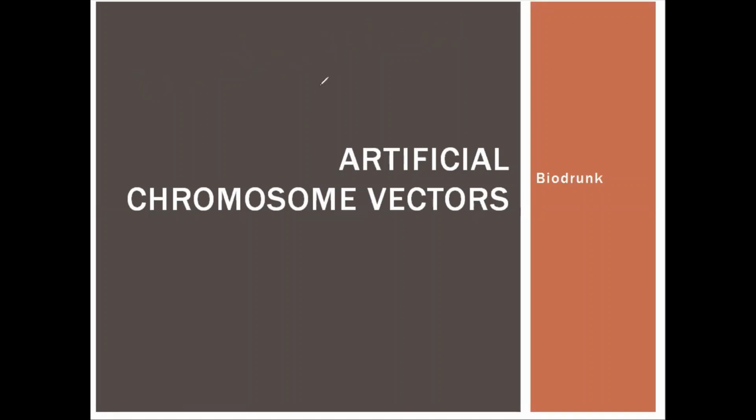When I say artificial chromosome vectors, these are autonomously replicating DNA sequences, and they contain a centromere, two telomeres, and an origin of replication. These are the most important things present in artificial chromosome vectors, and because of these sequences, they are used for cloning of DNA inserts of large size. So now you know what artificial chromosome vectors are.